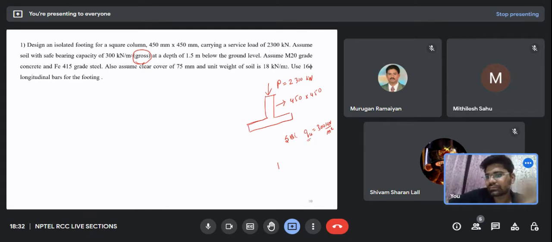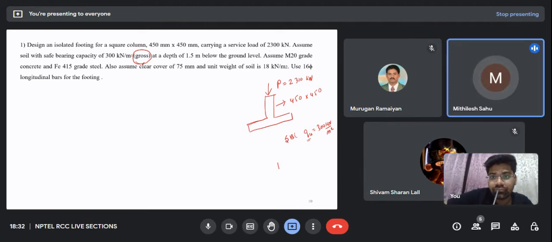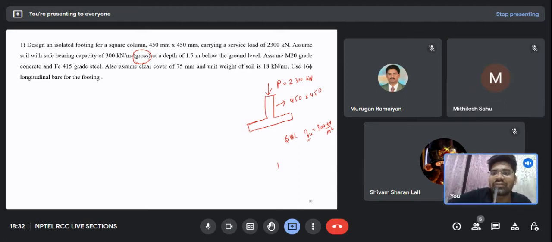Gross and net. Gross pressure means taking surcharge also. Gross means you have to take surcharge as well as the self weight. So we know the pressure which would be coming from the soil would be equal to P plus delta P divided by area.